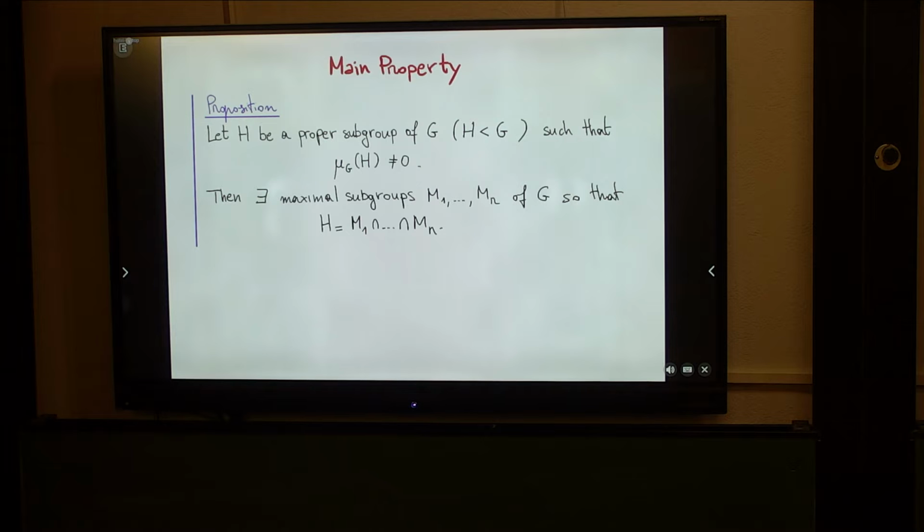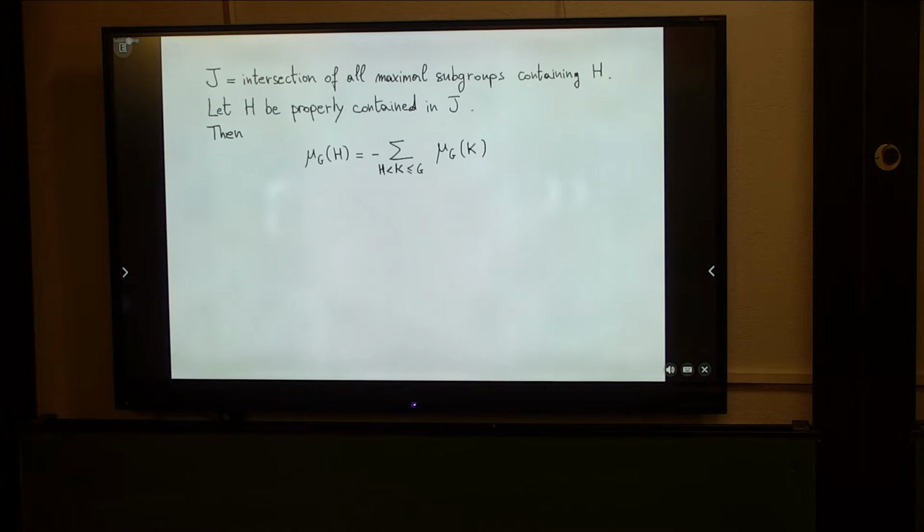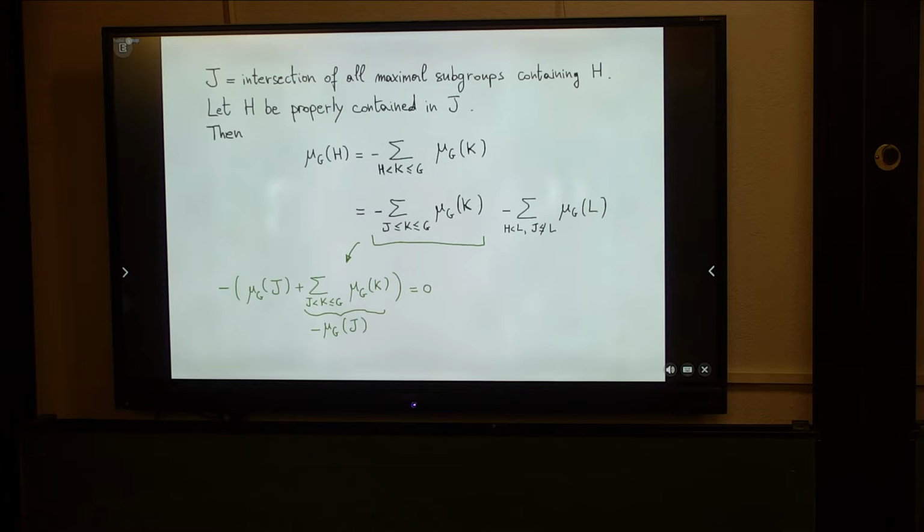When one tries to compute the Möbius function, one has to remember that if the Möbius function of H is different from zero, then the subgroup H is an intersection of maximal subgroups of G. I sketch the proof here. We can take the maximal subgroups that contain H, and we take the intersection of them. If H is properly contained in this intersection, then the Möbius function at H is equal to zero, and this comes by applying the defining property of the Möbius function. In this case, this value is zero.